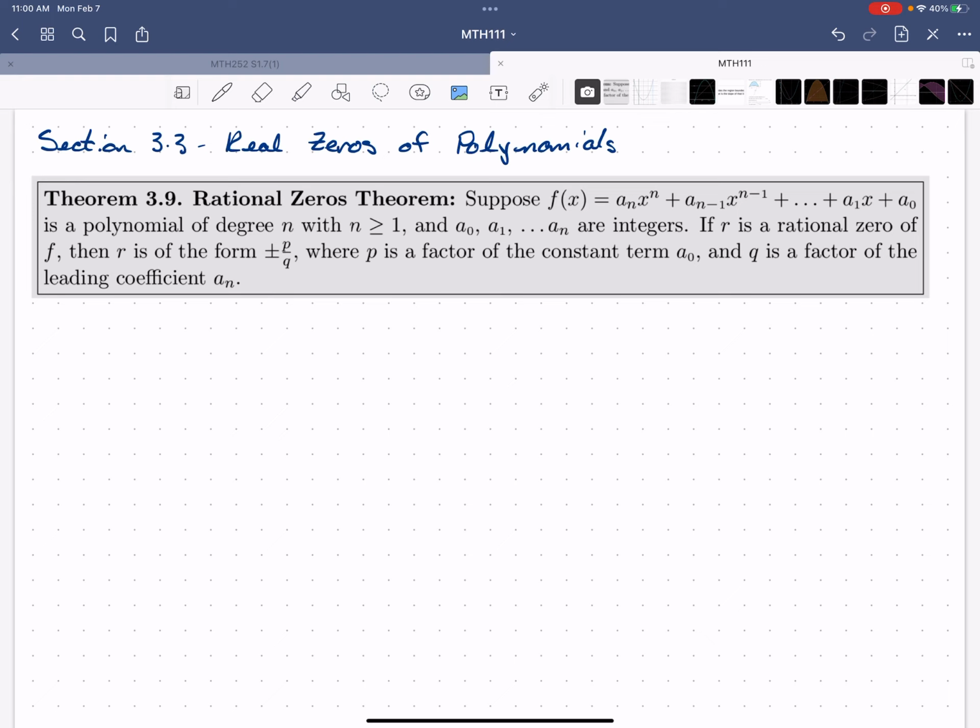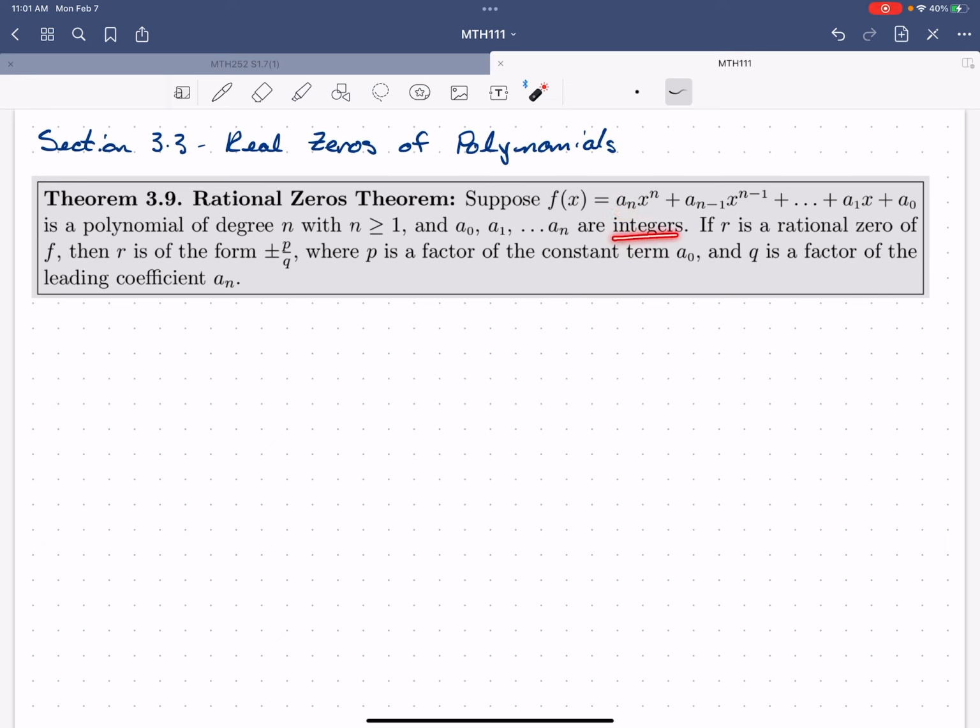And I've got here on the screen the rational zeros theorem. What this says is if we've got a polynomial of the form a sub n times x to the n plus, so in other words, we've got an nth degree polynomial with a leading coefficient a sub n and a constant coefficient a sub 0. And these two numbers, actually all of our coefficients, are integers, so no fractions.